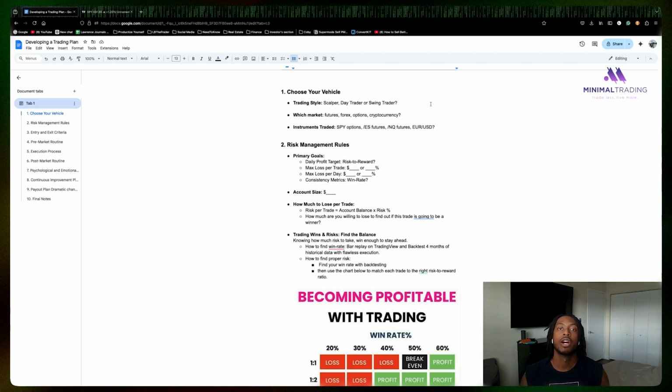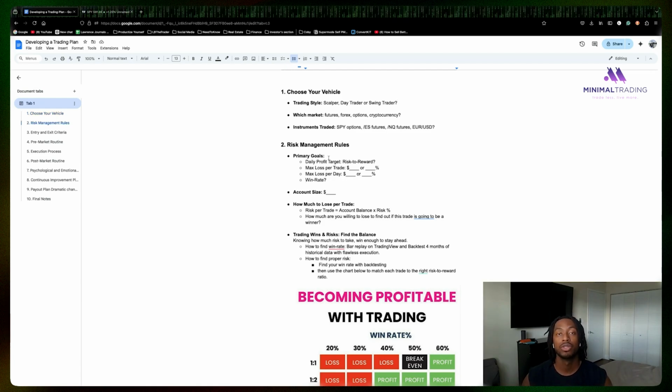So for futures, that'll be ES or NQ. For options, I know that I use SPY options or QQQ. And then cryptocurrency, I'm not too sure. I don't trade the crypto market, but I'm guessing Bitcoin or Ethereum. And I'm guessing for Forex, because I don't trade that either, I hear a lot of talk about Euro and USD pairs, I guess.